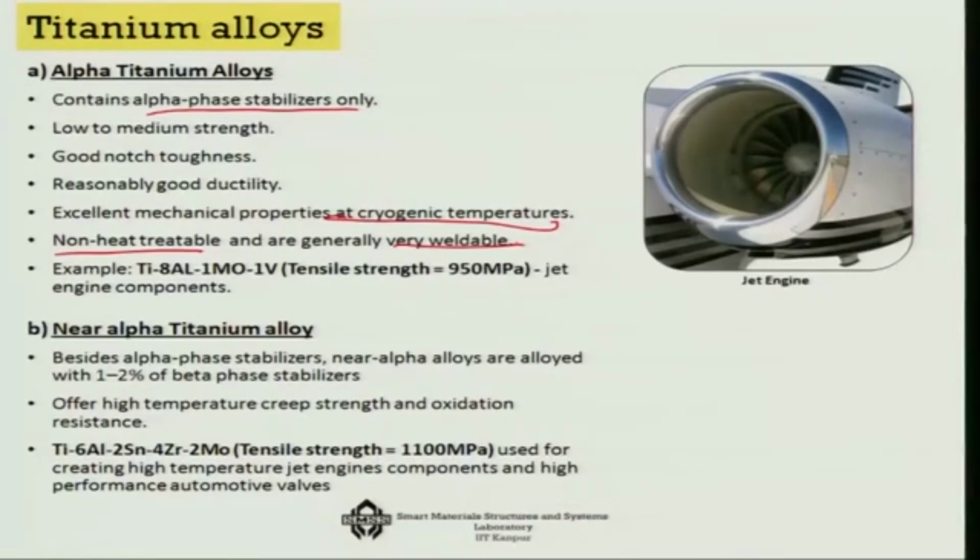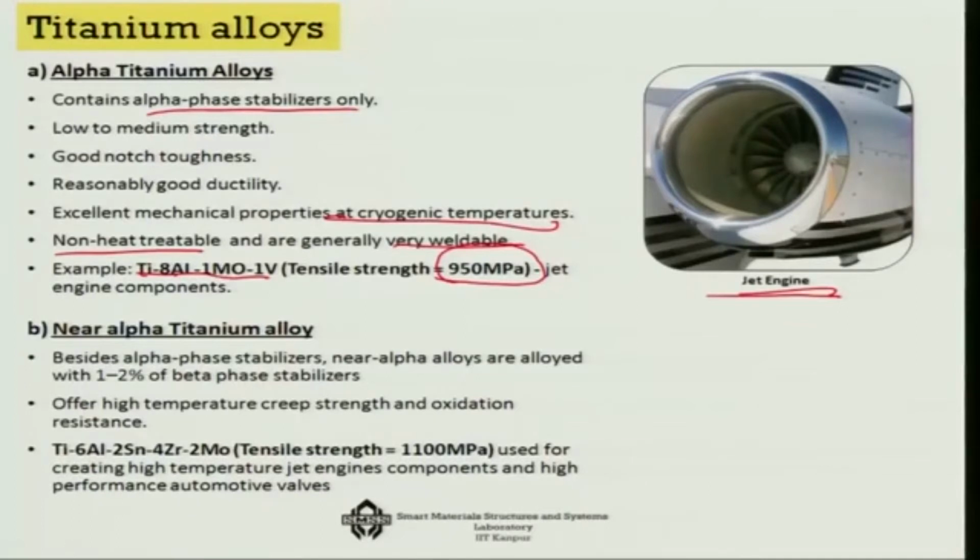An example of one of them is Ti 8Al 1Mo 1V, weight percent. So, 8% aluminum, 1% molybdenum, 1% vanadium, and the rest is titanium, through which you can get a tensile strength of about 950 MPa, and that is used in jet engine components. Because of the cryogenic temperature particularly, it has to undergo very low temperature regions and perform. So, there titanium alloy is very much used.